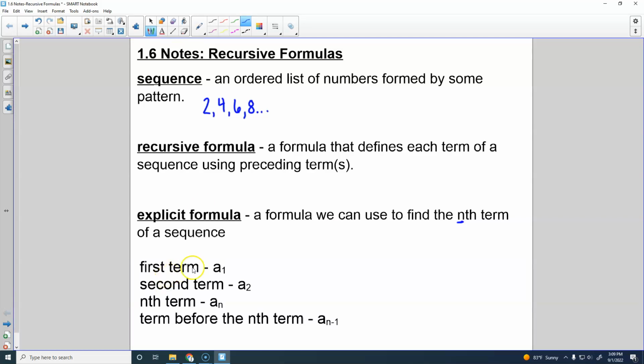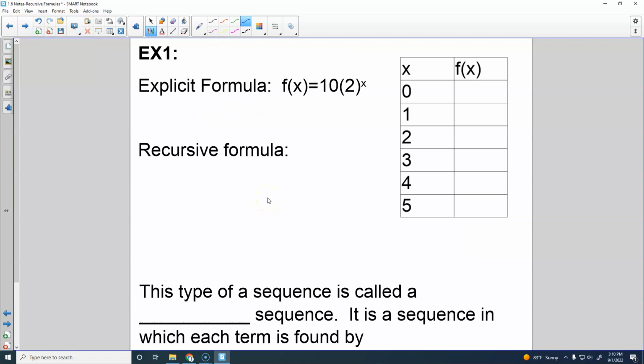Some notation that we are going to use for recursive formulas: if we see a with a subscript of 1 right here, that's the first term, or the number 1 term, in the sequence. The second term would be called a sub 2. The nth term could be a sub n. The term that comes before the nth term is a sub n minus 1. And these are going to be used in our formulas right here. So let's look at what this is going to look like.